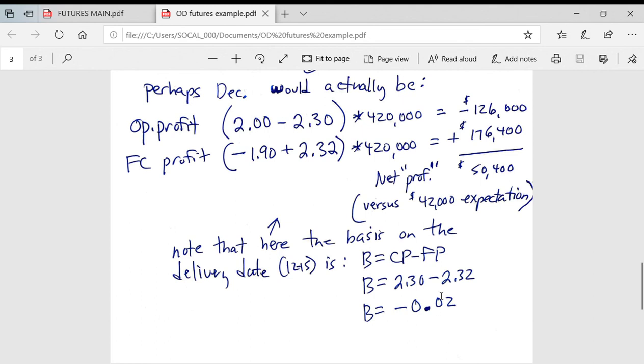Now you can imagine that if this market were in backwardation and the futures price were much lower, keeping the cash price at $2.30, if the futures price was much lower, let's just say $2.25, just to choose a number, then this would be $2.25 here instead of $2.32, and that would be 7 cents less here, and so our futures contract profit will be 7 cents lower per gallon, which would significantly impact our number here. But as the example is shown, the basis is minus 2 cents.